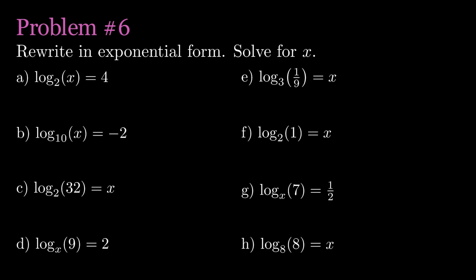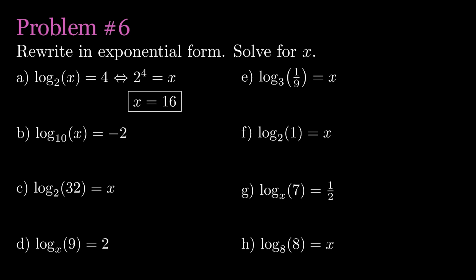In part A, x is the input of the logarithmic function, so we first rewrite in exponential form. The base is 2, the value of the logarithm, that means the exponent, is 4, and then, as I said, the input is x. So the exponential form is 2 to the 4th equals x. And that immediately gives us the value for x to be 16.